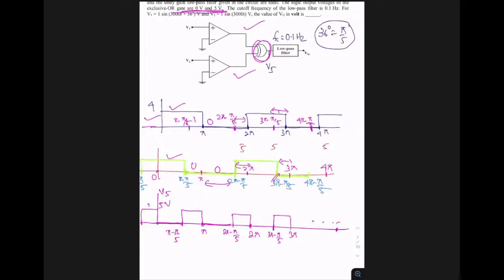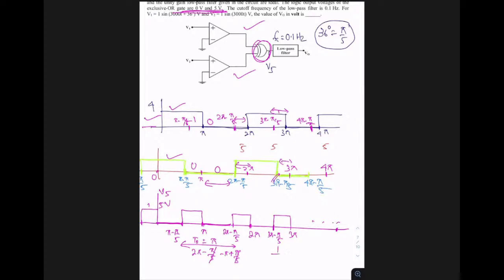So basically, V5 is a periodic waveform. And if I ask you what is the period of this? So this is 2 pi minus pi by 5 minus pi plus pi by 5, right? I mean this gap. So this and this cancel. So T naught is basically coming as pi.